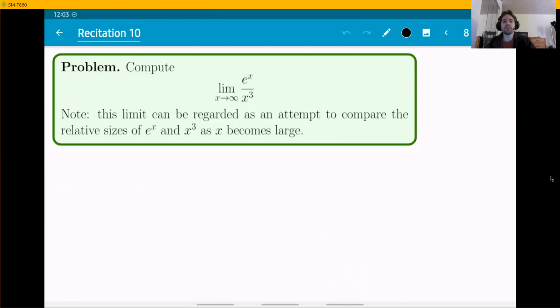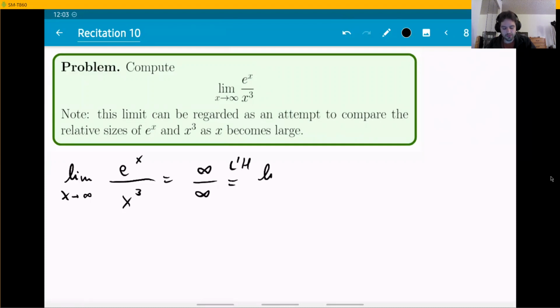Next one. We have a limit at infinity now instead of at a number. Compute this, and we'll read the note later, the meaning of this computation. Let's see what happens to this limit. So x is going to infinity. You have e to the x and x cubed. Both are going to infinity. So you can do L'Hopital. Let's do L'Hopital.